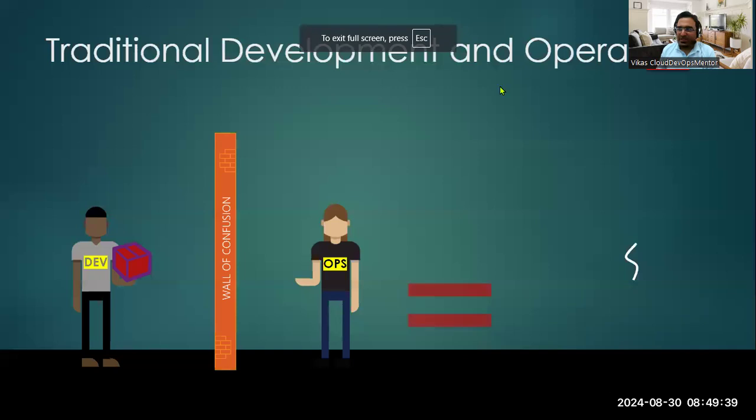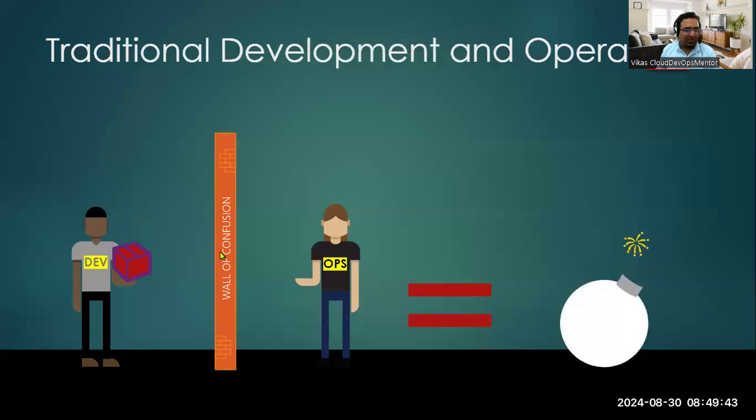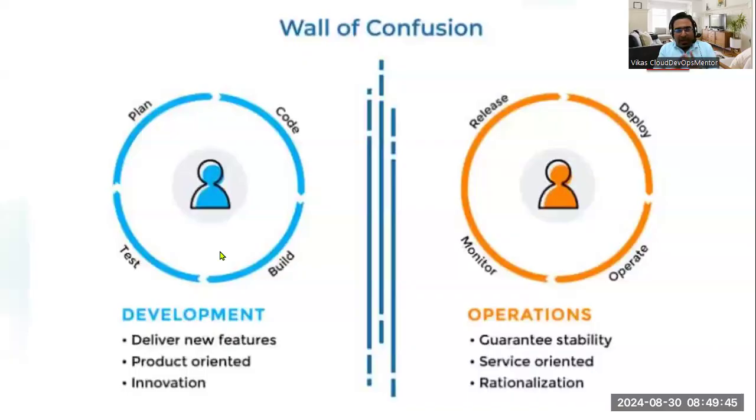After that, I was telling that there will be a wall of confusion. That's why the DevOps team came into the picture. Now, as you know, the developer has their own work. What is their work? Planning, coding, building, and testing. Are you agree? These are the primary roles of the developer. He is not only writing the code, he will deliver new features. He will be product oriented. He will be a very innovative person. We will call him a developer.